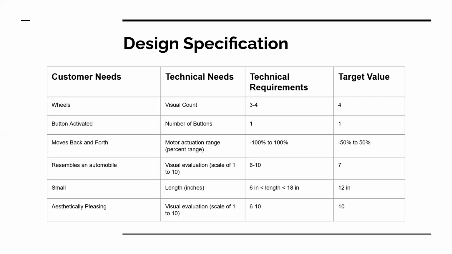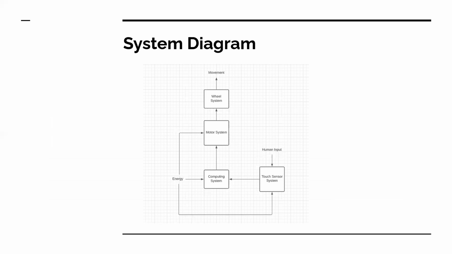And for the aesthetically pleasing factor, we also did a visual evaluation on a scale of 10. And we set that between 6 to 10 with a target value of 10. And for the system diagram, it's centered around the Raspberry Pi computing system.